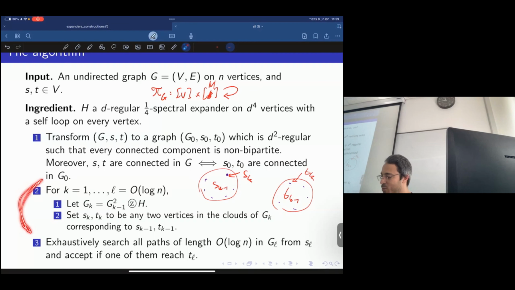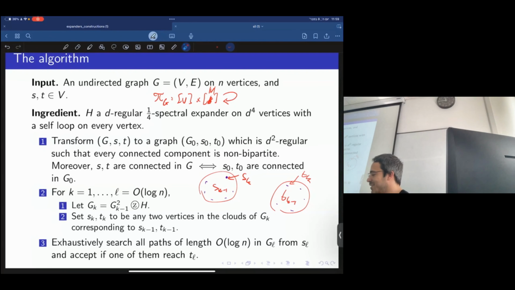But that turns out to cost log n space rather than log squared n, and therefore everything works in log n space. And we're happy. So let's meet after the break and we'll do that.